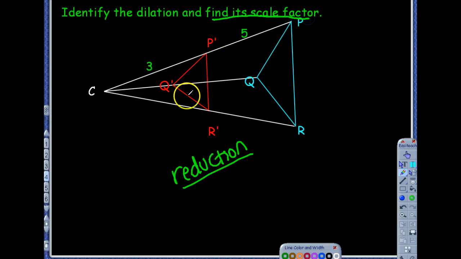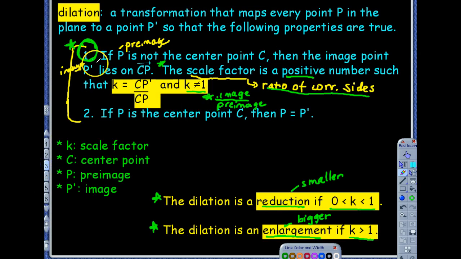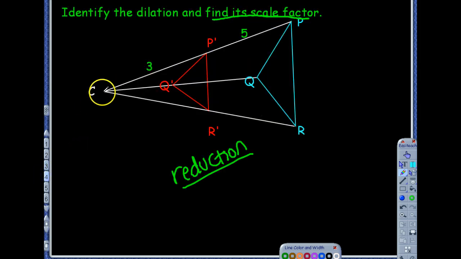Now, the first thing I want to point out, do we have any side lengths on either one of those triangles to compare the corresponding sides? No. Okay. If we do, that'll be the first thing we do, we'll write that ratio of corresponding sides just like we're used to doing. But when we don't have that, now we have to go back and think about that first property we wrote down, that said if P is not the center, and there's no point here that is marked as my center point.